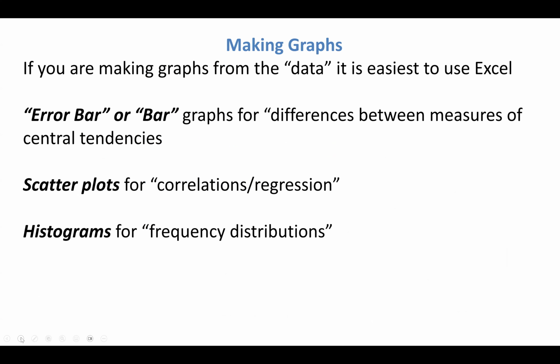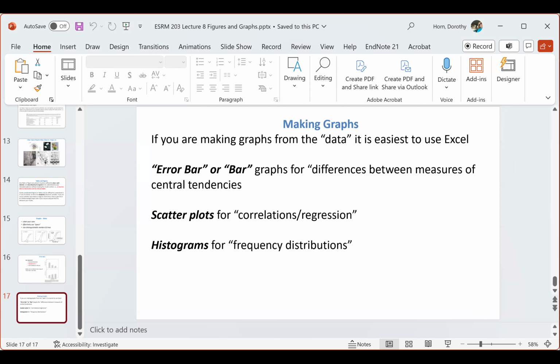When you make graphs from data, I usually use it in Excel first. That's why I'm having you learn how to do both. When you do the error bars, it's usually a difference between the measures of central tendencies, so be careful. Scatter plots are great for correlations and regressions, and histograms are really good for frequency distributions. And that's it. We're going to do some cool graphs in just a little bit.